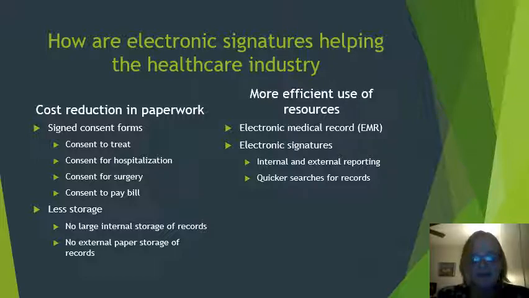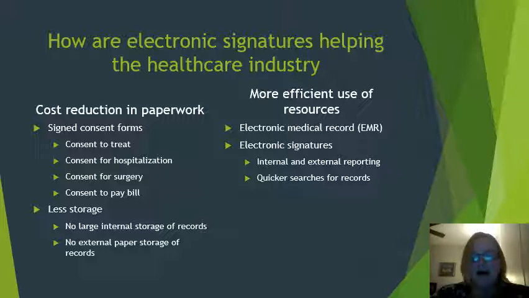Let's get into some of the benefits of how electronic signatures are helping the healthcare industry. One is the cost reduction in paperwork. In the past, the cost of maintaining a paper-based system was high, not only in the lack of ability to track the charts of patients, but also in the storage and organization and how many people you had to hire to keep those things. I've listed here some of the consent forms we sign that would be easier to track in an electronic system.